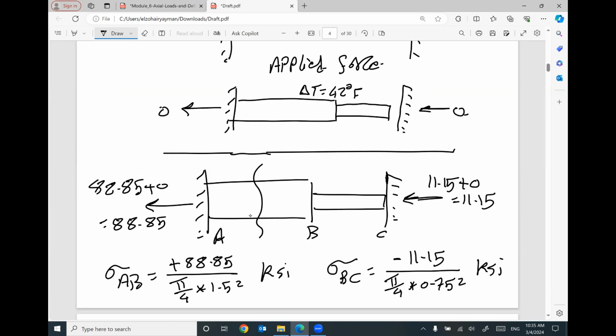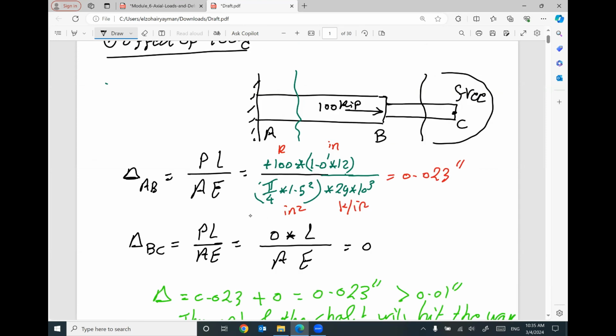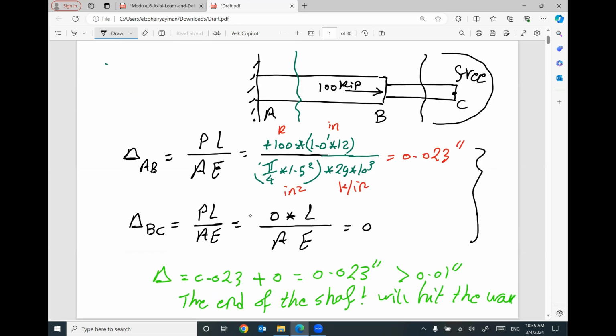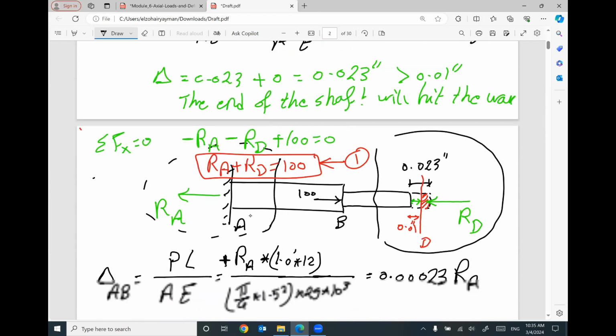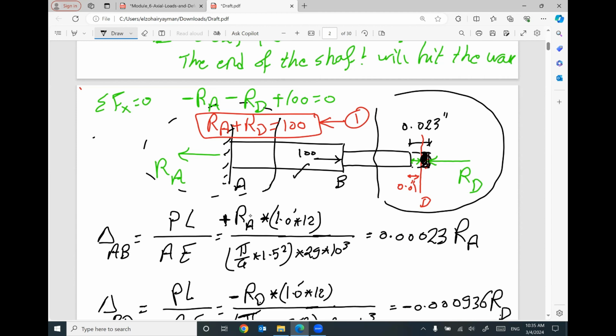But for the applied force, I consider first it's free. So I figured out that the end of the shaft will hit the wall. So we will have reactions and we will have stresses. The reaction only for the part that will be prevented. That makes sense? So by the end, I can say the axial deformation in part AB plus the axial deformation in part BD only allow to elongate 0.01.